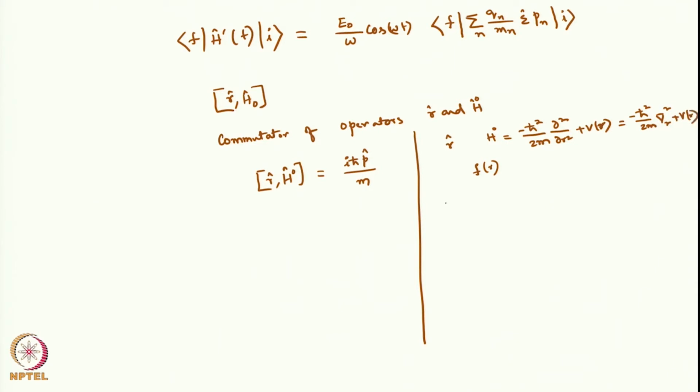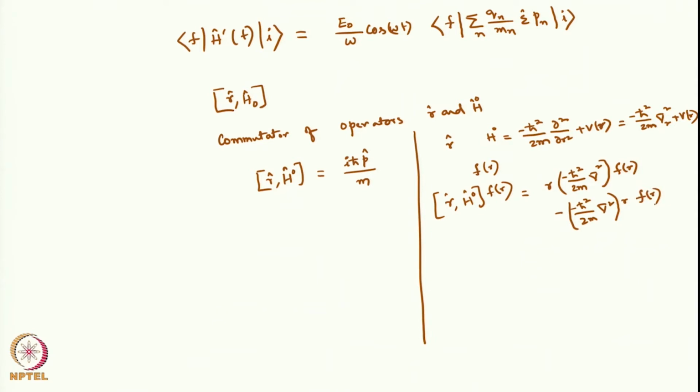So, now what you have to evaluate? You have to evaluate the commutator R, H naught with respect to f of R function. So, this will be equal to R times minus h bar squared by 2m del squared f of R, minus h bar squared by 2m del squared R f of R.